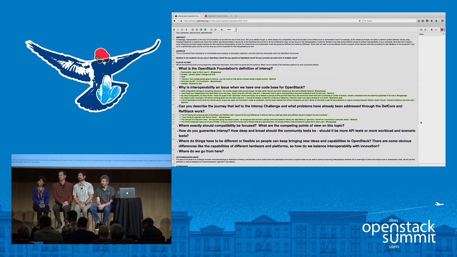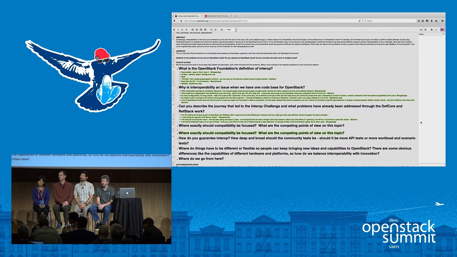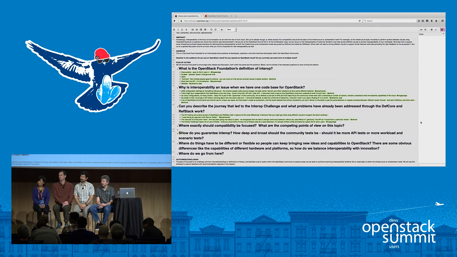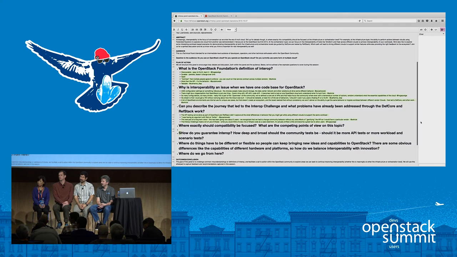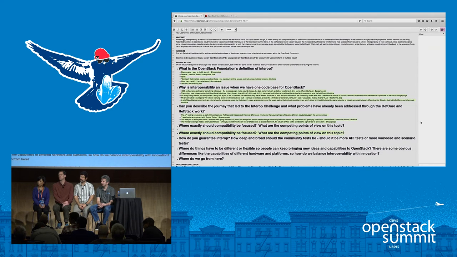So my question is, moving forward, for the Interop challenge group, how do we work with the Shade project and make sure that whatever we find actually influences that project, so that the API is very capable of doing what we want it to do?